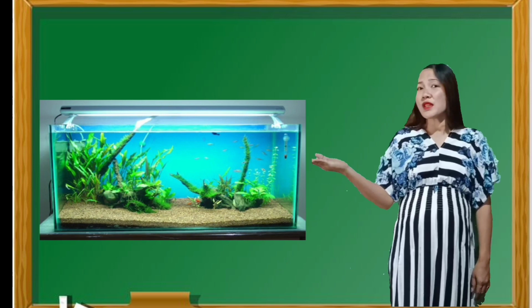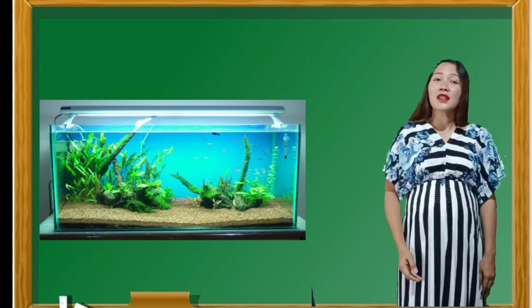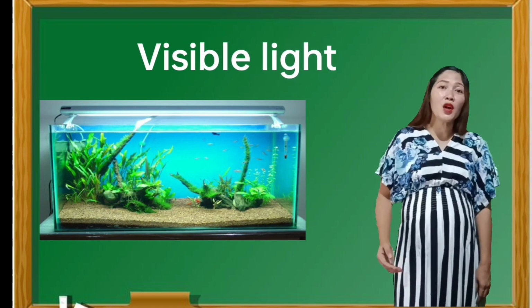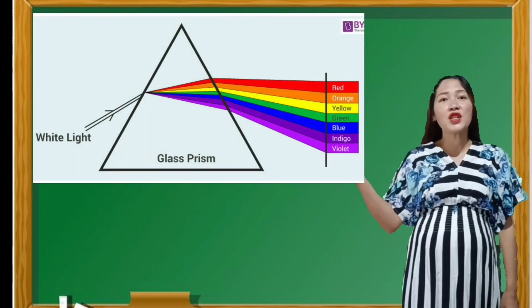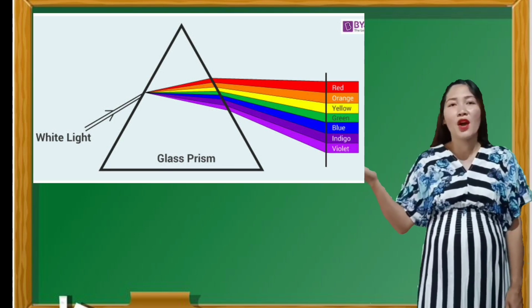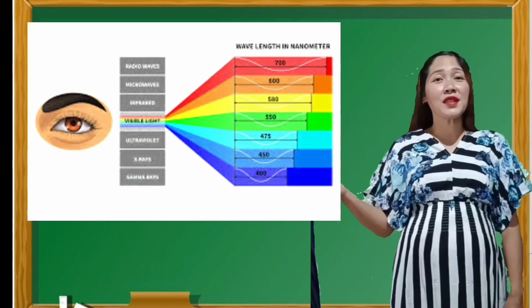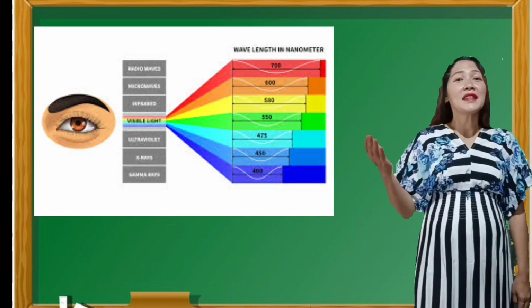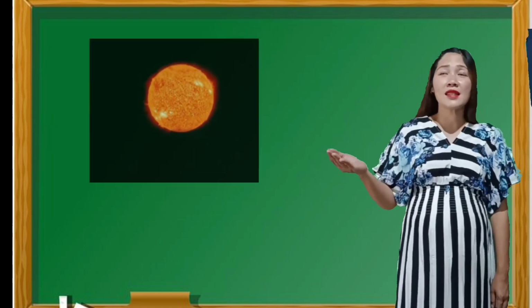What helps you see inside the aquarium? Very good. It is the visible light, or what we call the white light. It is the kind of energy that can be seen once it is reflected from the surface of an object, and is responsible for the sense of sight. Light travels in a straight line, and the main source of light is the sun.